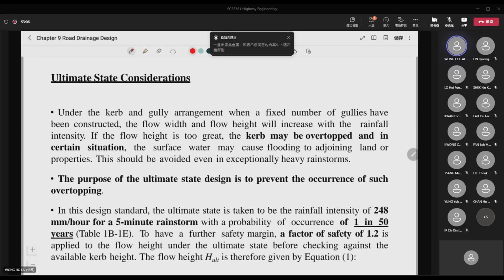Besides the so-called serviceability state consideration, we also have the so-called ultimate state consideration. As I mentioned, for the road section here, this is the curb. If the water is too high, this is the flood width here. If the water is too high, then it will flood onto the footway. This is the footway.